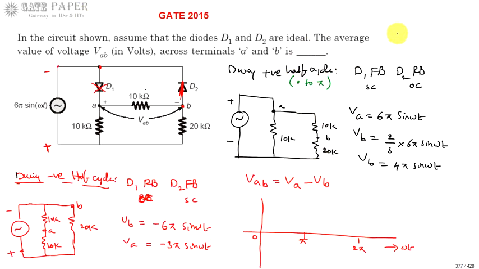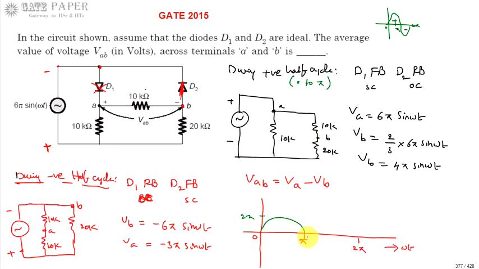Since it is a sinusoidal waveform, it is going to have a situation like this. So first 0 to π is nothing but the positive half cycle, π to 2π is the negative half cycle. So 0 to π, 6π sin ωt is VA, 4π sin ωt is VB. VA minus VB is 2π sin ωt. So you will get this situation. So this is 2π sin ωt.